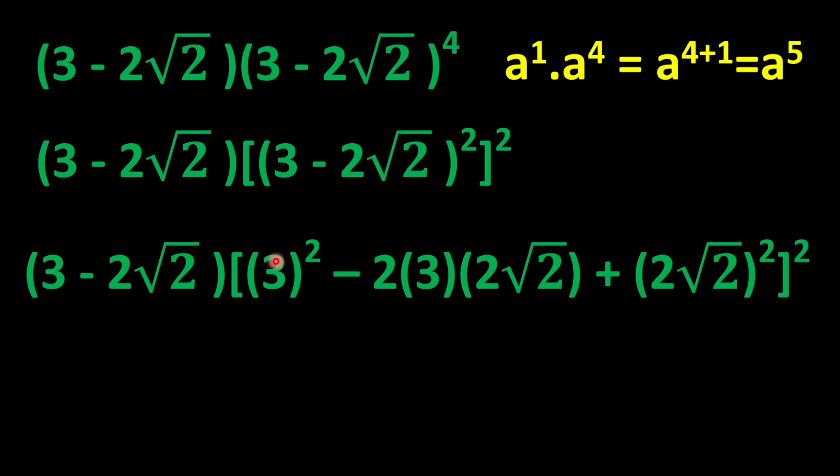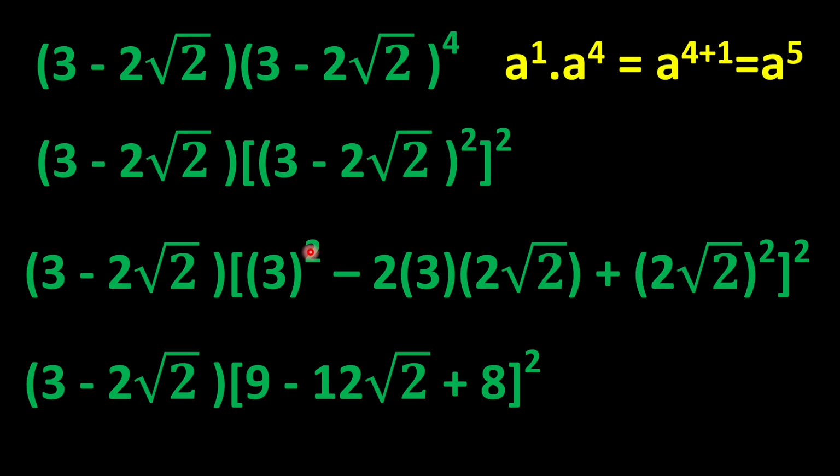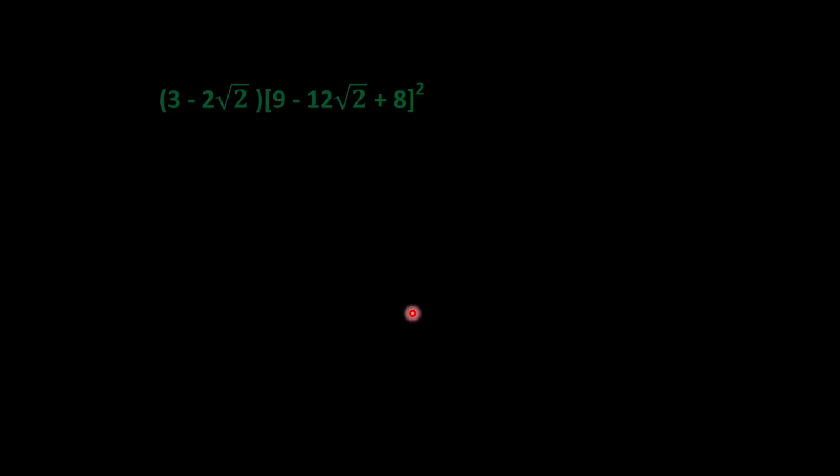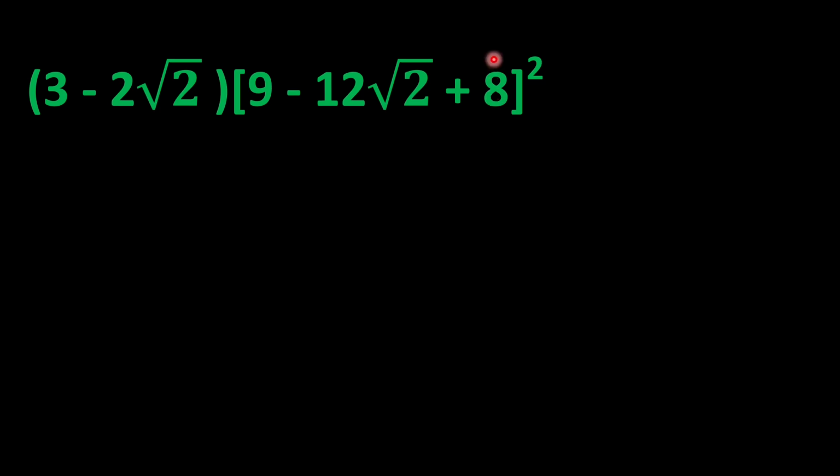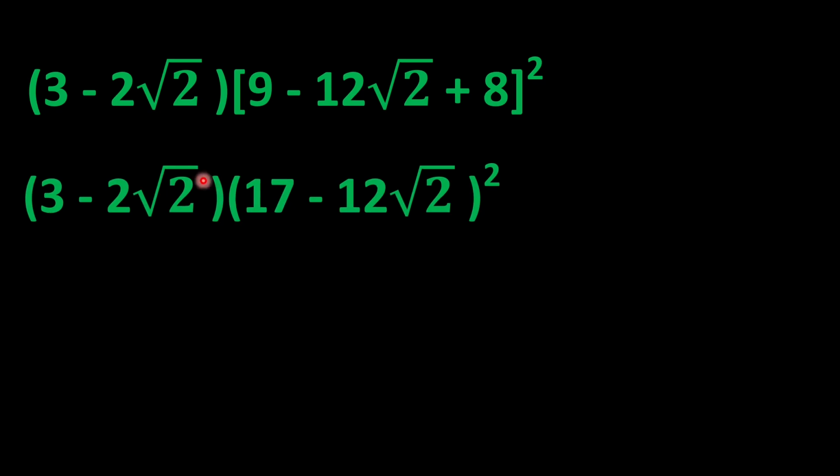Now this will become 9, 3 times 3 equal to 9, and 2 times 3 times 2 equal to 12 under root 2, and 2 times 2 equal to 4, and this square will cancel this square root, so it will become 4 times 2 equal to 8, and power 2. And now we will add this 8 with this 9, so it will become 17, like this: (17 minus 12 under root 2) all power 2.